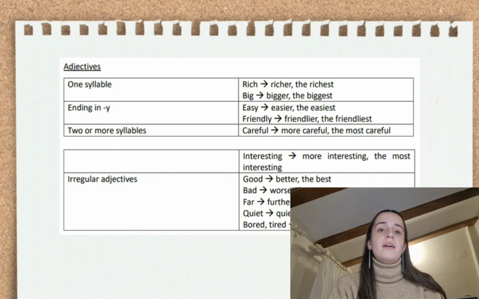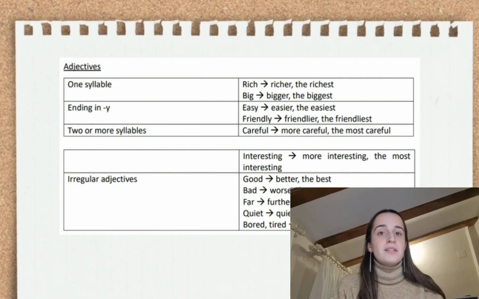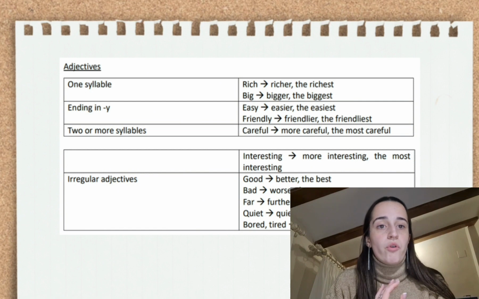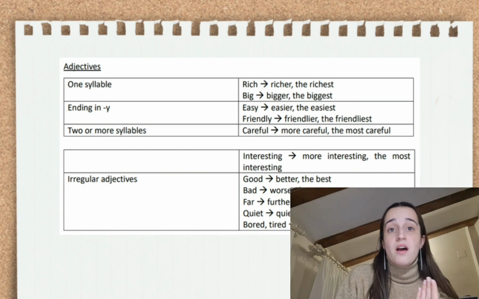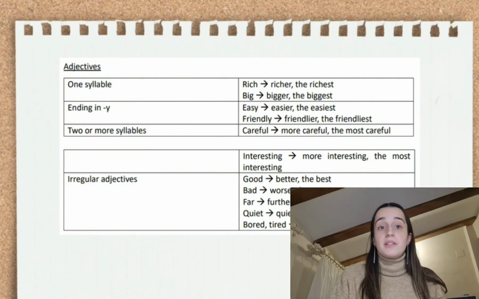And irregular adjectives, for example good, bad, far, have another type. It's irregular. For good, the comparative is better, and the superlative is the best. And with adverbs, the same.